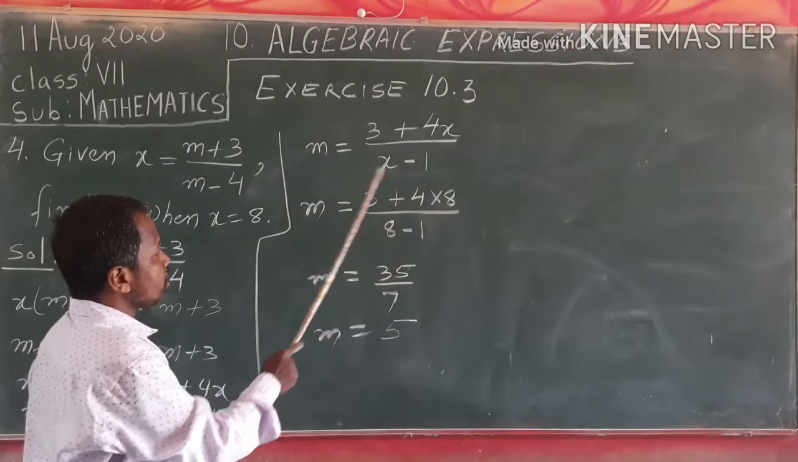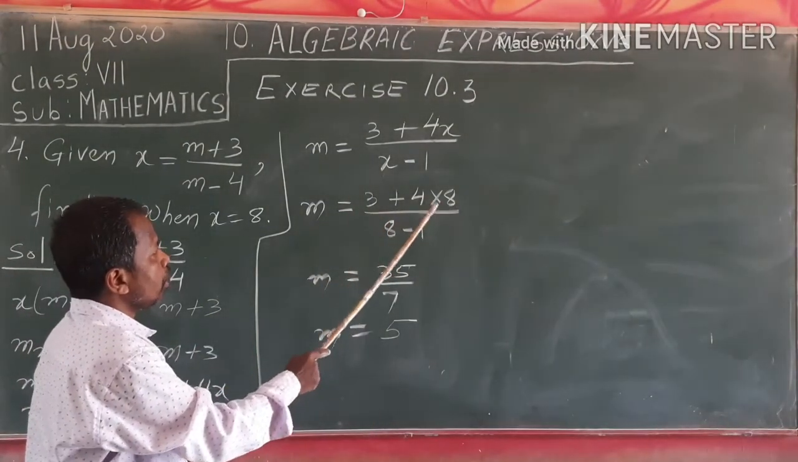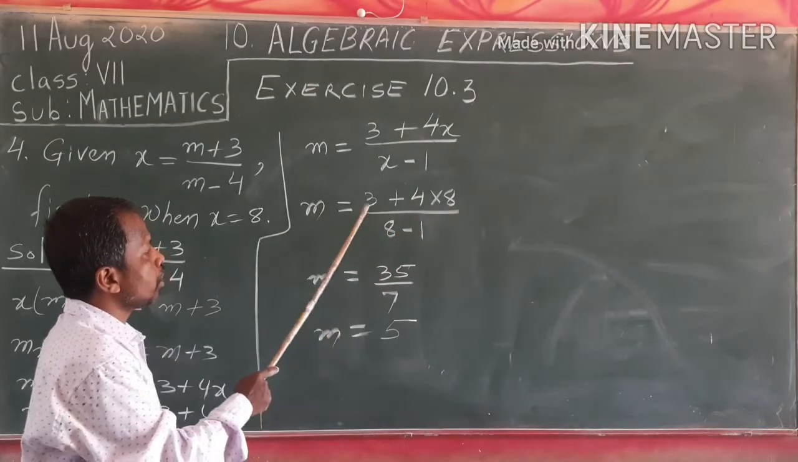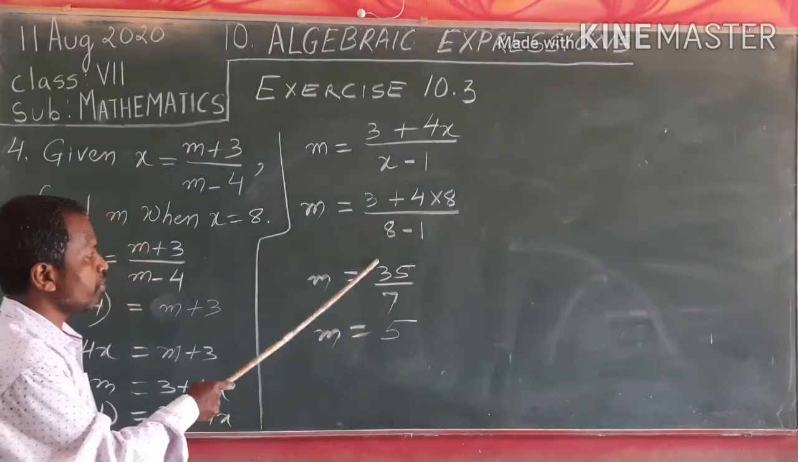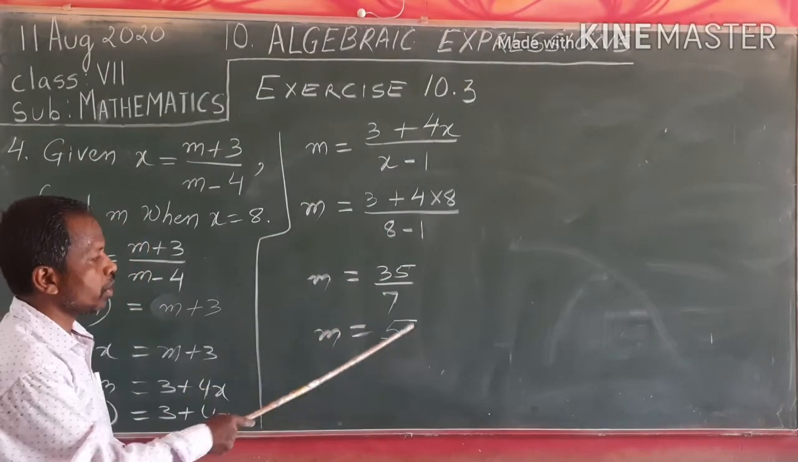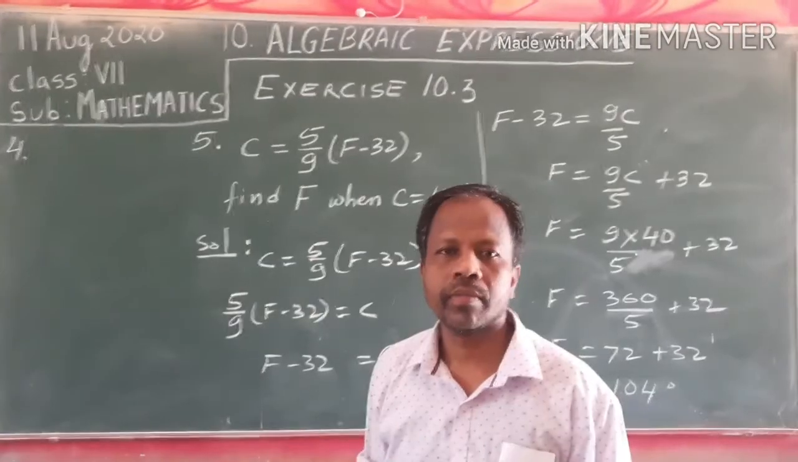Now simplifying this one. 4 times 8 is 32, 32 plus 3 is 35. 8 minus 1 is what? 7. 7 times 5 is 35. So m is what? 5.